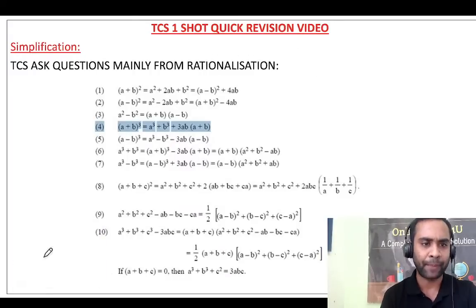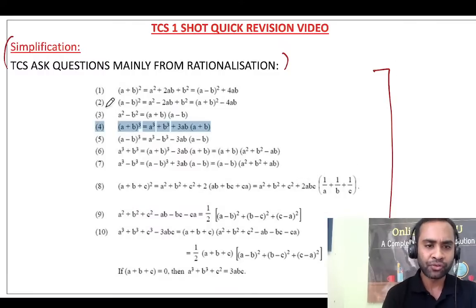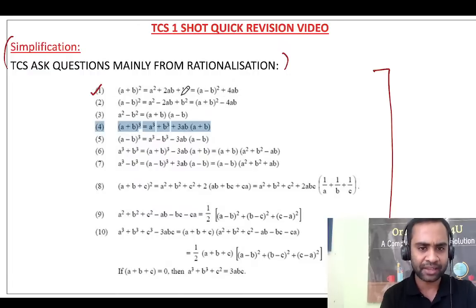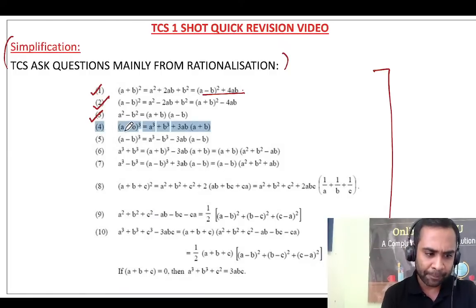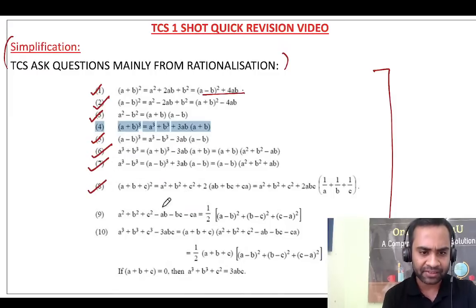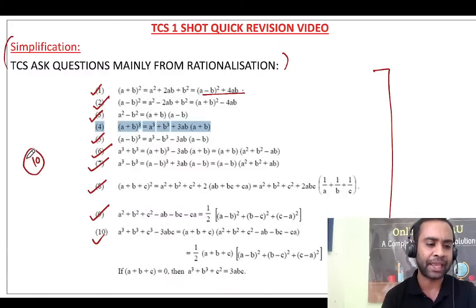From simplification, TCS asks questions mainly from rationalization, but algebraic formulas will also be used a lot. Please remember these formulas. (a plus b) square is a square plus 2ab plus b square. We can also write (a minus b) square, and a square minus b square. Then (a plus b) cube, (a minus b) cube, a cube plus b cube, a cube minus b cube, (a plus b plus c) square, and a square plus b square plus c square. These are the formulas, total 10. Please revise them in your mind.